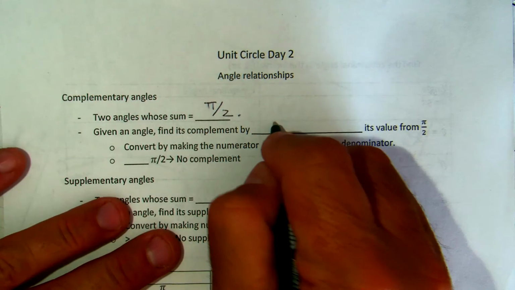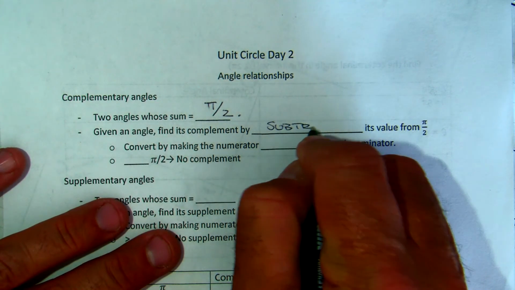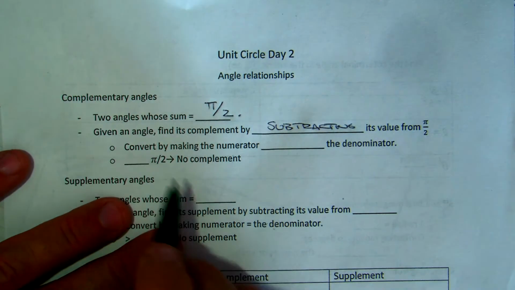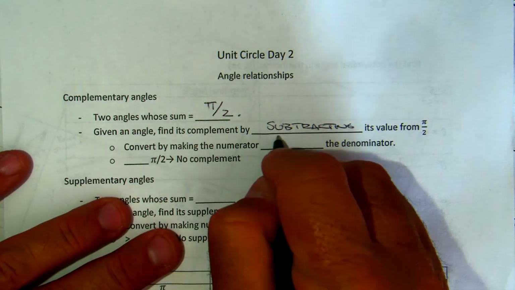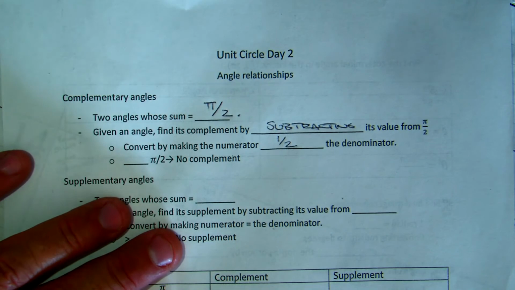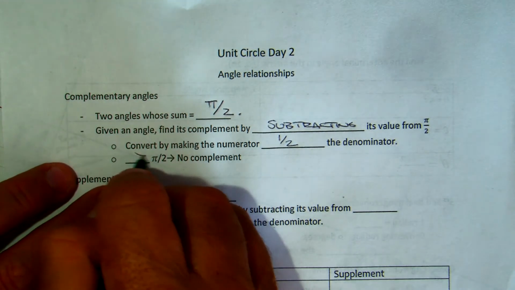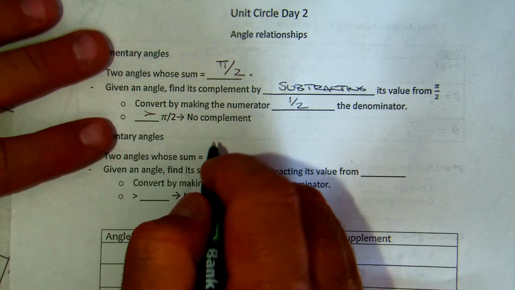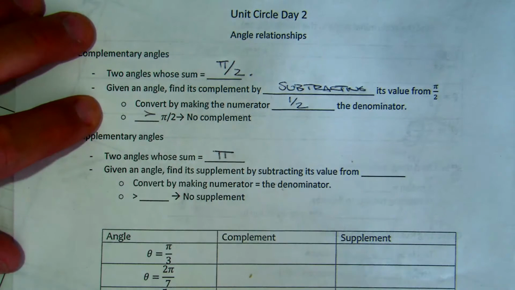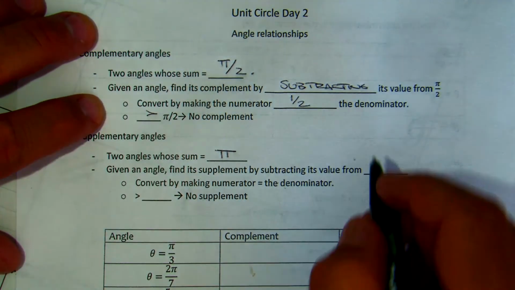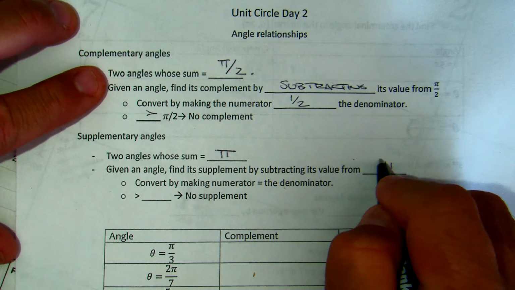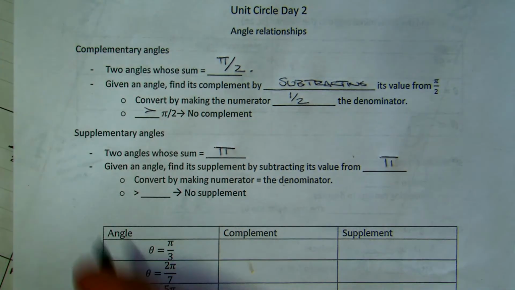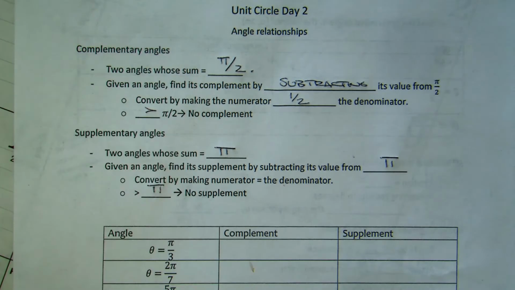Given an angle, find its complement by subtracting its value from pi over 2. Convert by making the numerator 1/2 the denominator, along with the pi. If the angle is greater than pi over 2, then there is no complement. Supplementary angles are two angles whose sum equals pi. Given an angle, find its supplement by subtracting its value from pi. Convert by making the numerator equal to the denominator, and if it's greater than pi, there is no supplement.